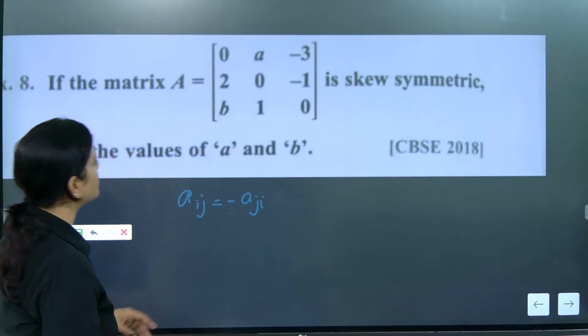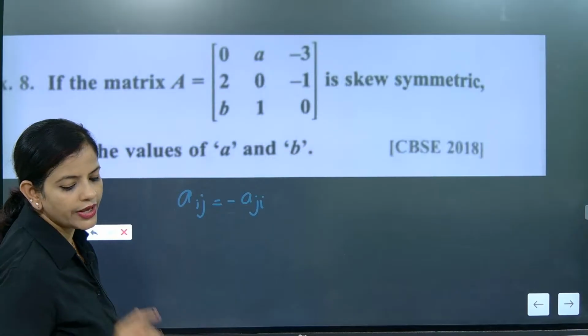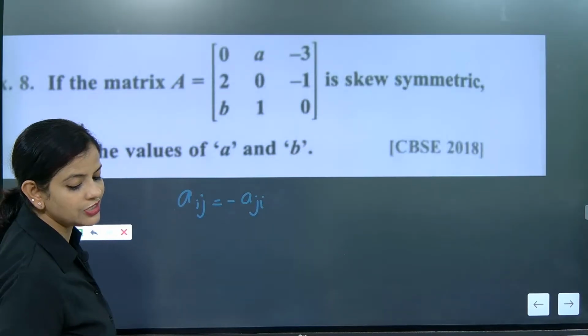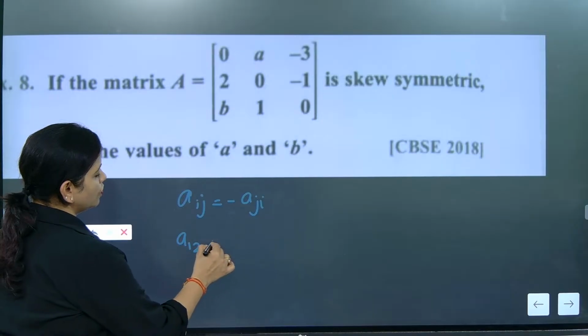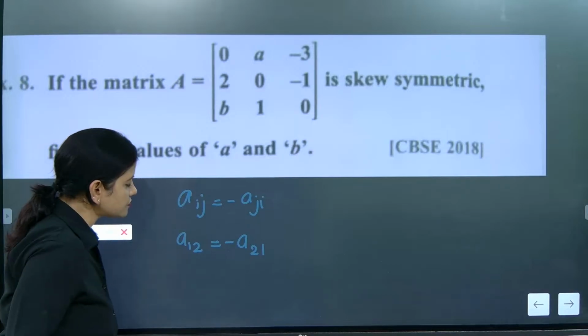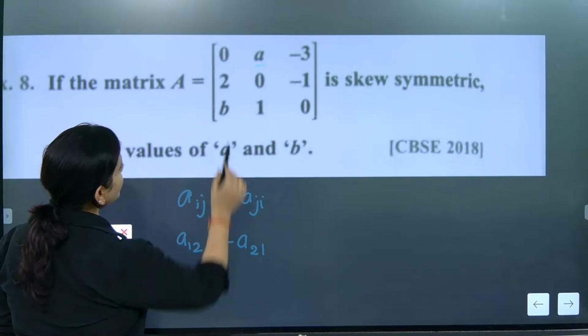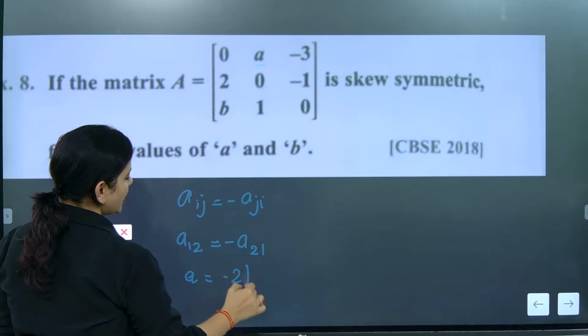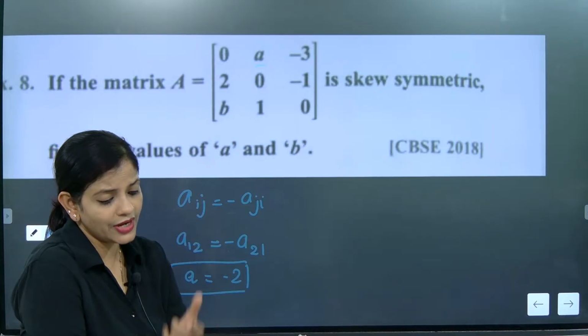So if I write location wise, let's check this one out. If I take A12 is equal to minus A21, at A12 A is there and A21 is there. So directly, the answer again: why am I going to do transpose? Why am I going to write everything?